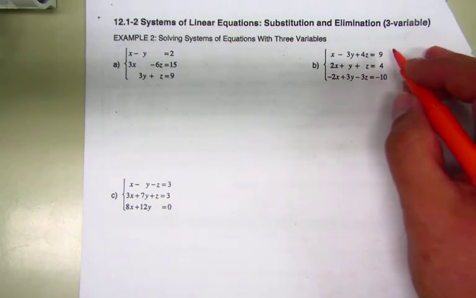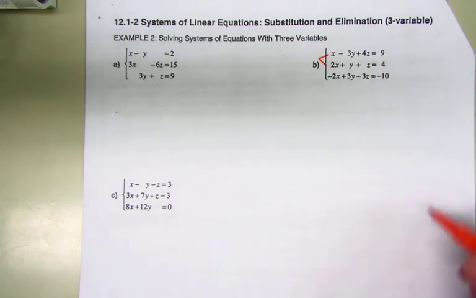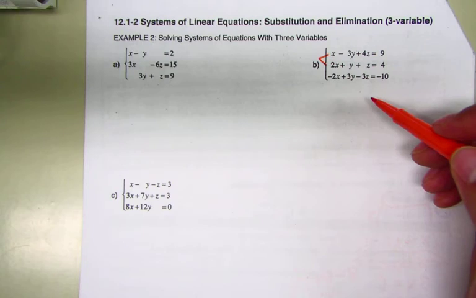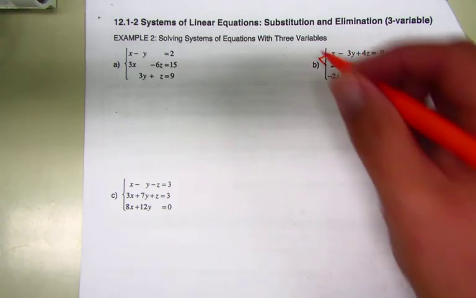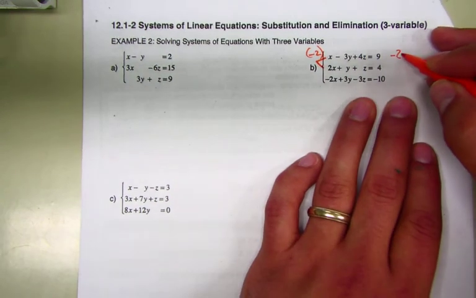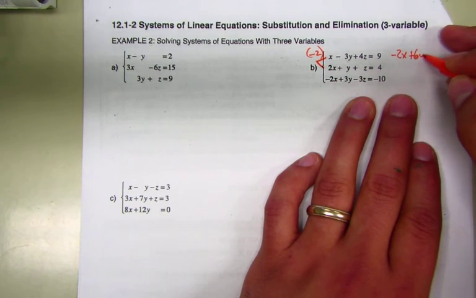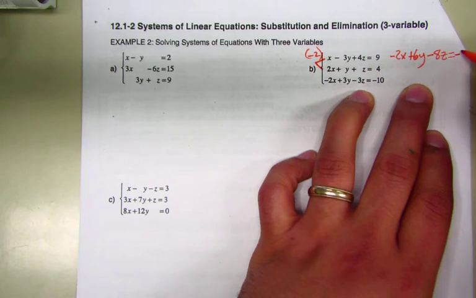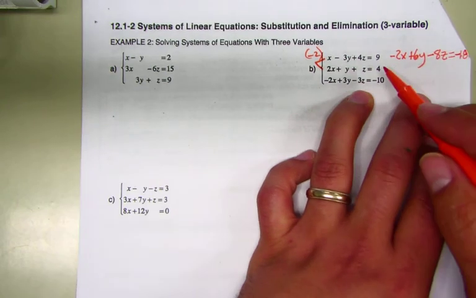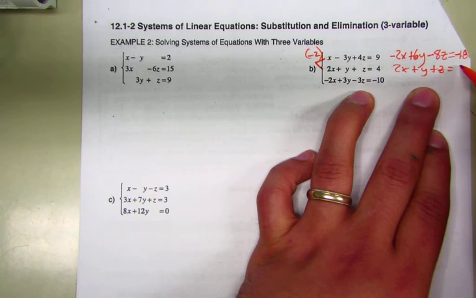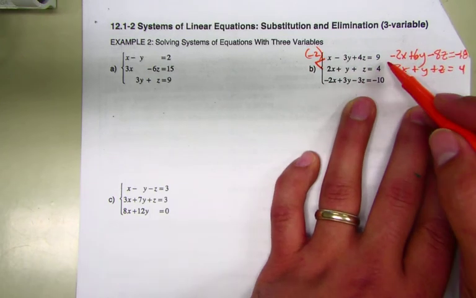If I look at these first two equations right here, I could probably eliminate x pretty easily, right? What would I multiply by? -2, okay. So if I multiply by -2, I'm going to rewrite it. So that's -2x plus 6y minus 8z, and then that equals -18. And then this one I'll just copy down right underneath it. 2x plus y plus z equals 4. And now we can just add.